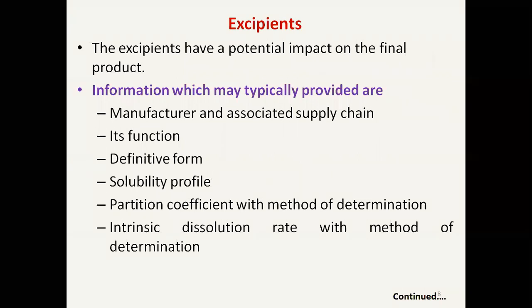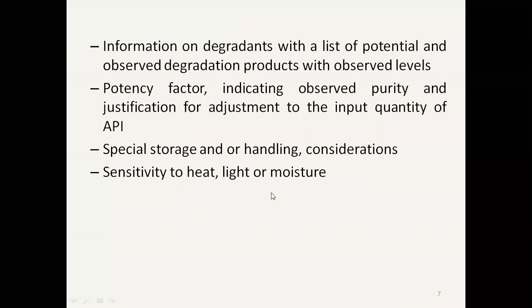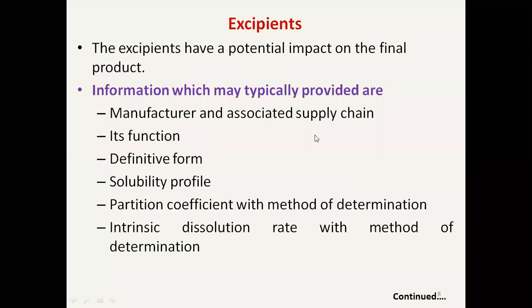Then this is all about the APIs. Now we will go towards the requirements for the excipient. Excipients means the products other than our active pharmaceutical ingredient, that is the API.